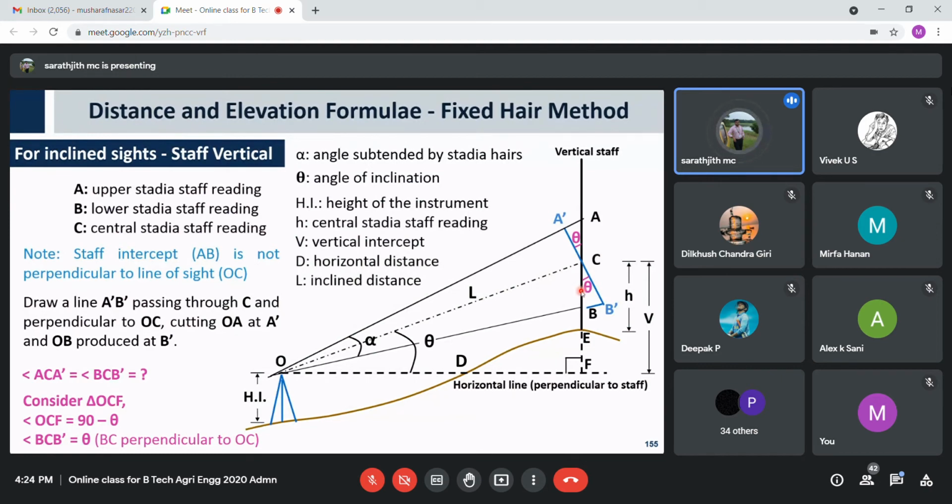If this angle is 90 minus theta, we know that AB is perpendicular to OC, right? So this is 90 degrees, this is 90 degrees, and we know that this portion is 90 minus theta. So this angle would be theta. So angle BCB dash should be theta. Angle ACA dash will also be theta because they are opposite angles. Did you understand how we get theta here?